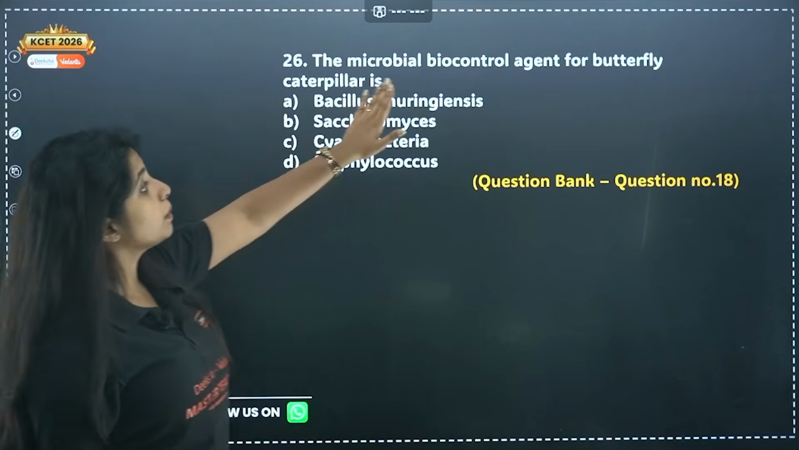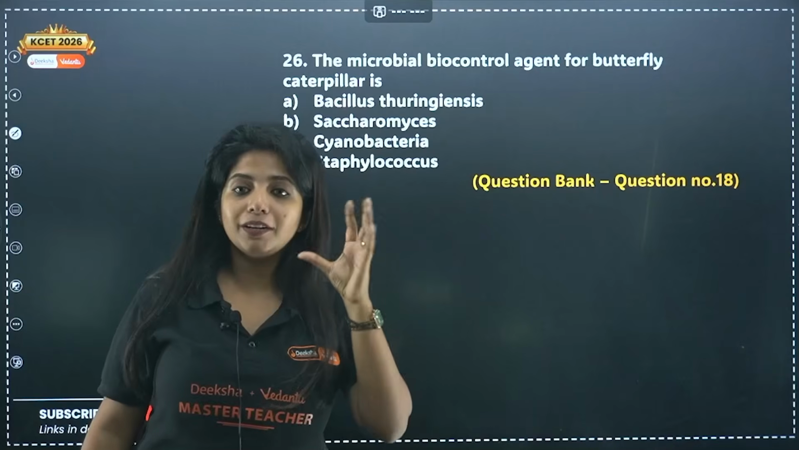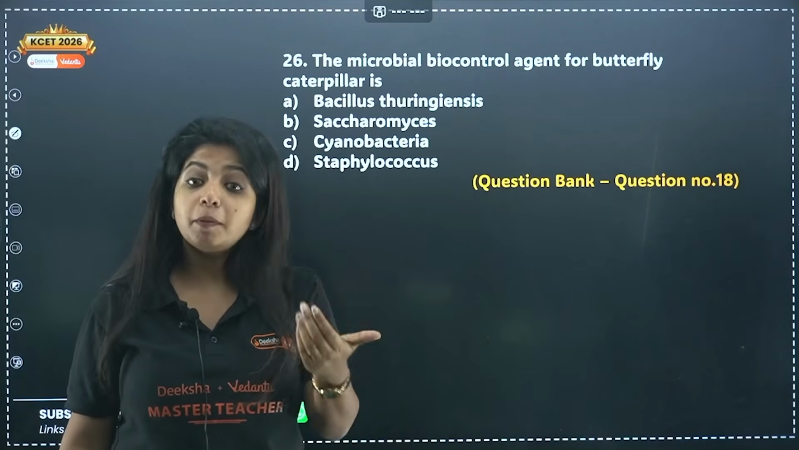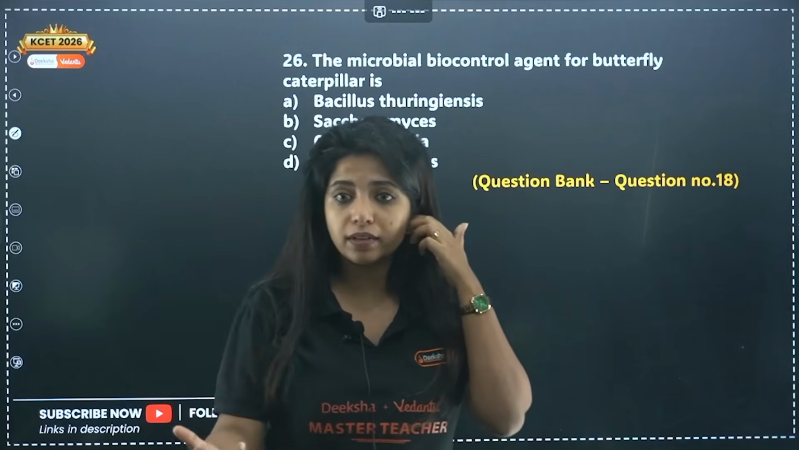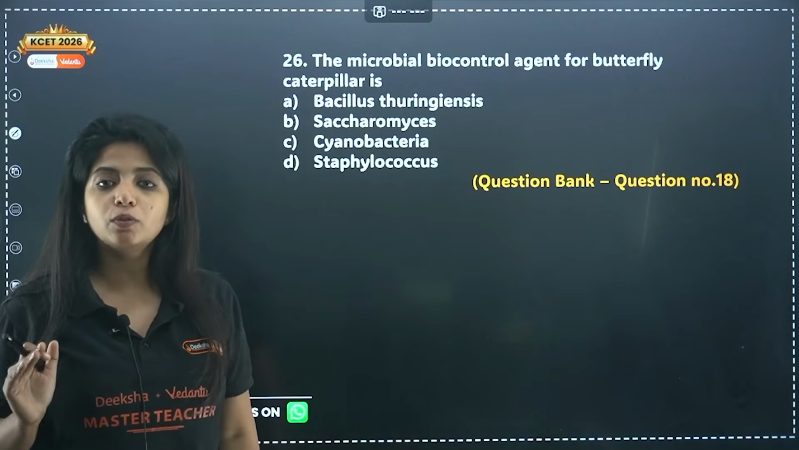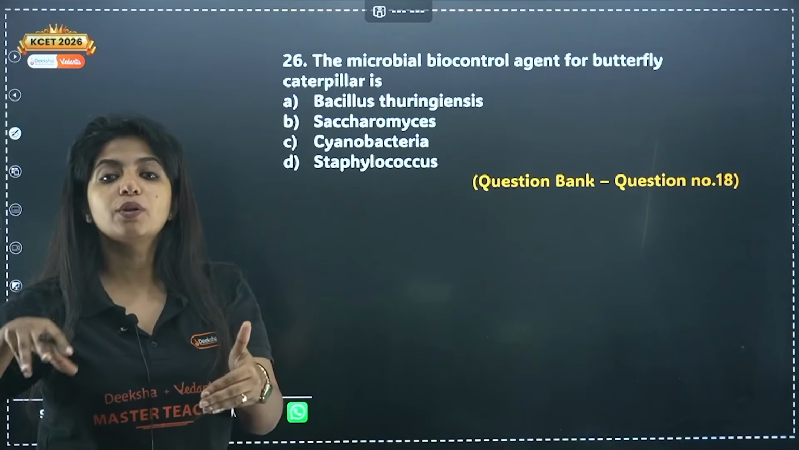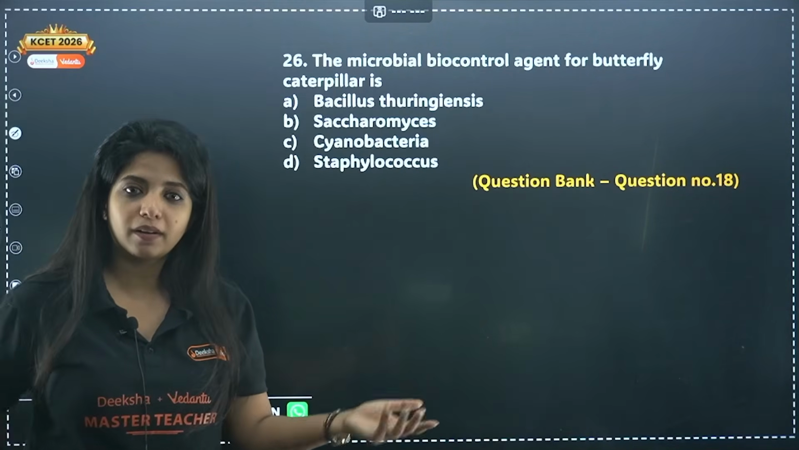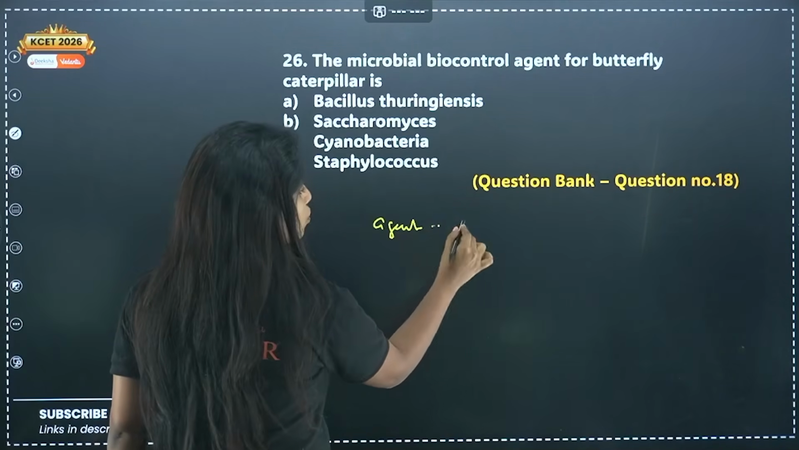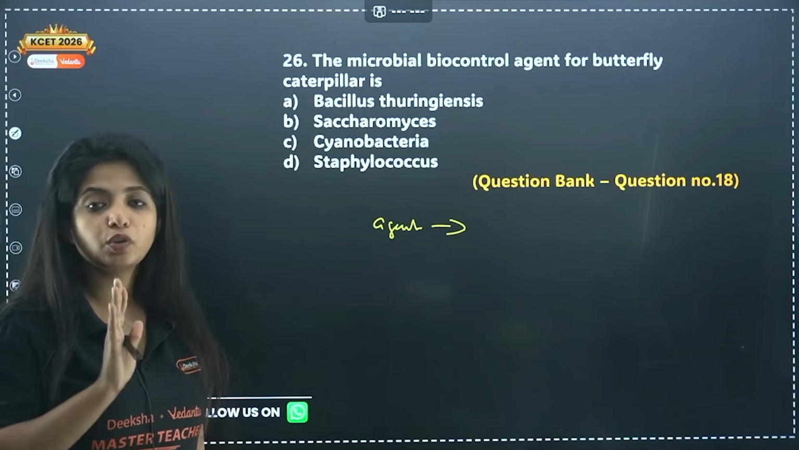Now, the microbial biocontrol agent for butterfly caterpillar. Suppose you want to kill the butterfly caterpillar. What is the biocontrol agent? Usually we have pesticides, but pesticides make use of chemicals, and suppose we do not want chemicals to be used over here. So we depend on other organisms that can kill this particular pathogen. So we say dushman ka dushman, right? Similarly over here, this particular organism is going to feed on or destroy the butterfly caterpillar, which is going to affect the plant.